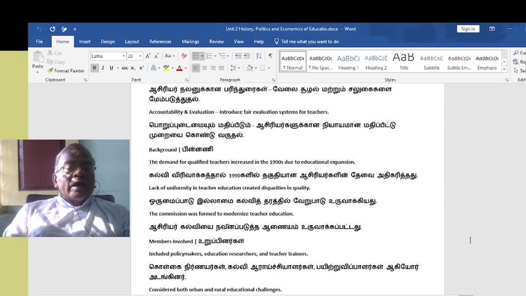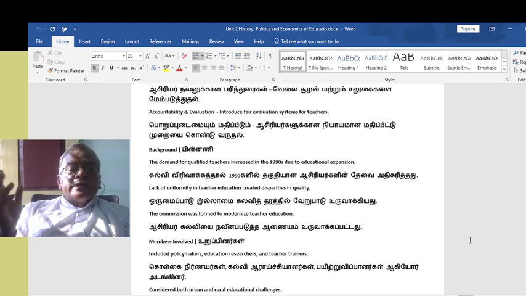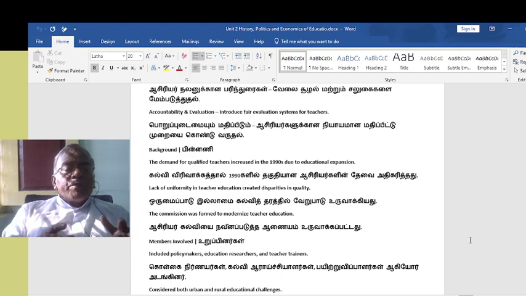What is the background? What points can we mention about the background? The demand for qualified teachers increased in the 1990s due to educational expansion. Lack of uniformity in teacher education created disparities in quality. The commission was formed to modernize teacher education.